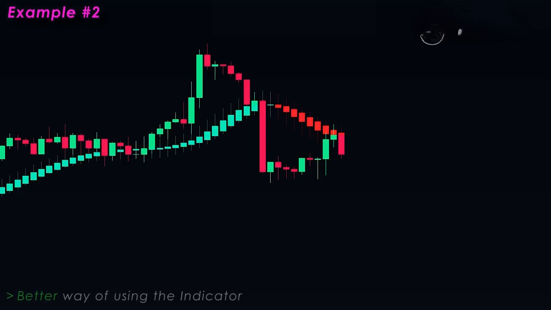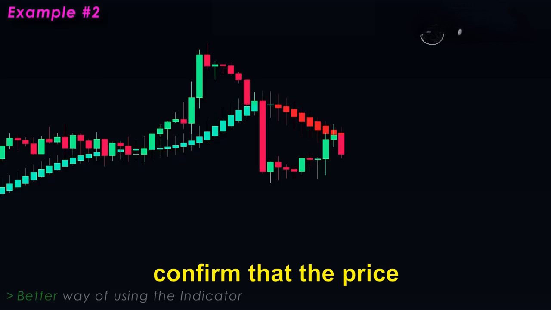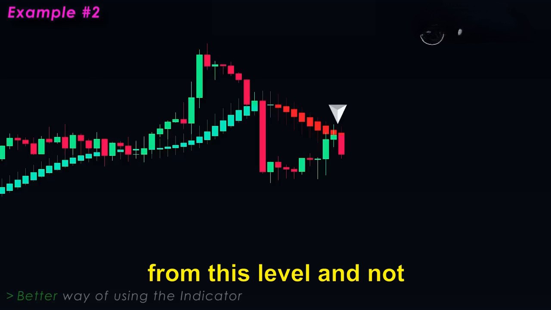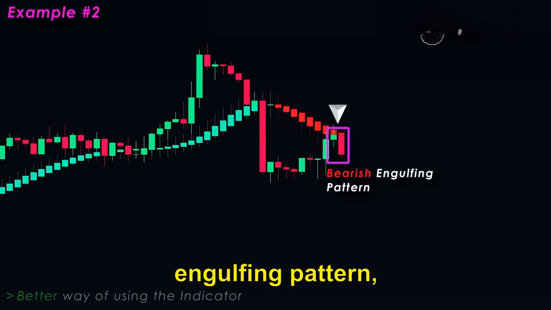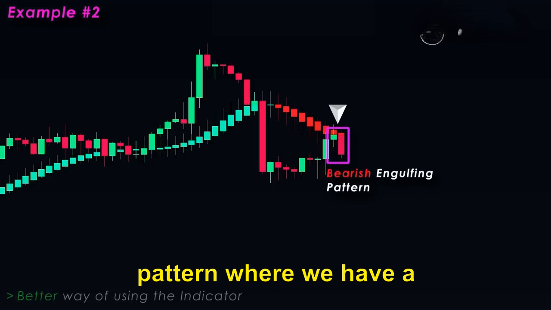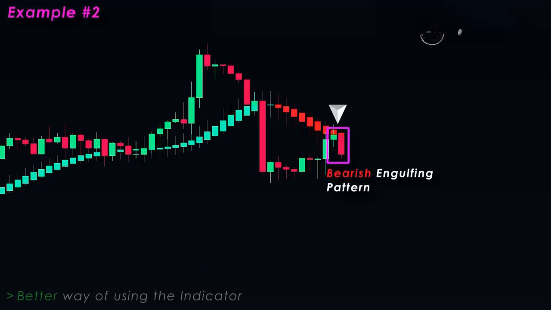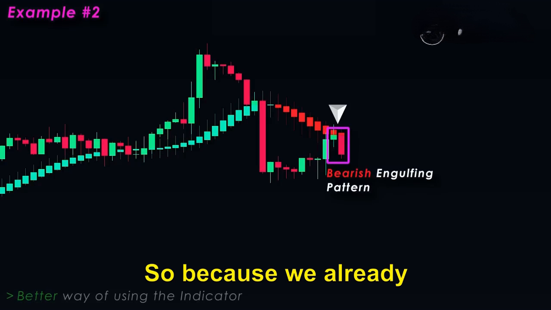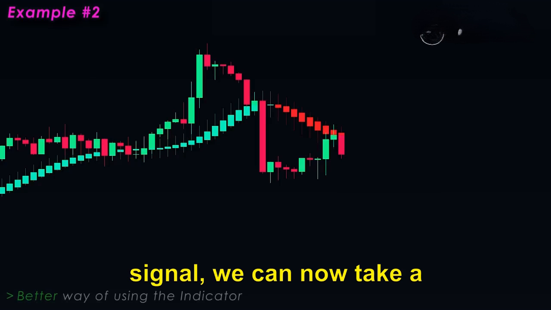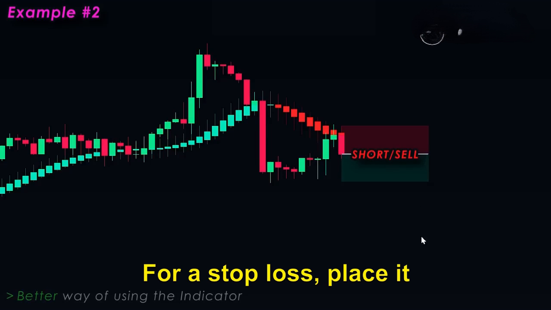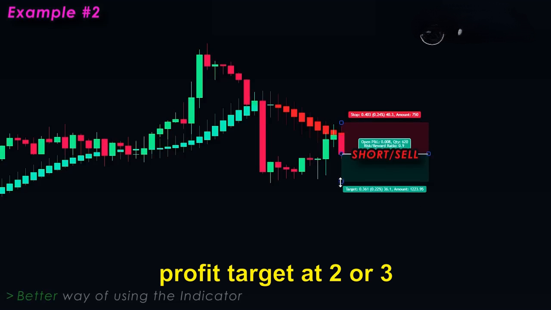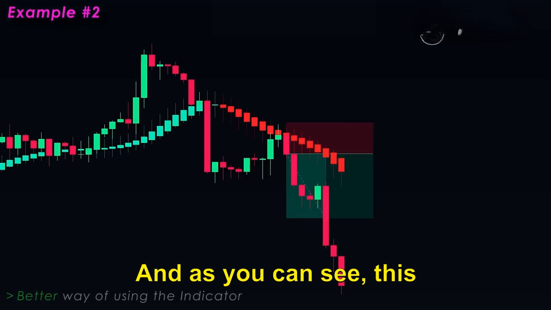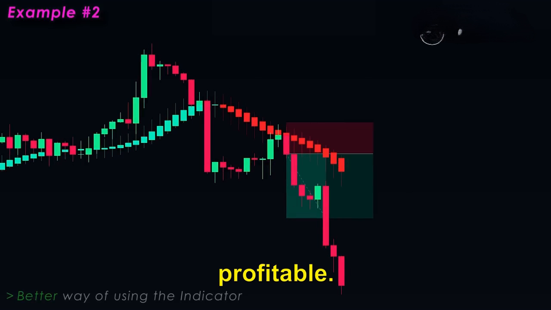Next, we have to further analyze the price action to confirm that the price will actually reverse from this level and not continue upwards. And right here, we spotted a bearish engulfing pattern, which is a candlestick pattern where we have a candle's body completely engulfing the previous candle, signaling downwards pressure. So, because we already have a confirmation signal, we can now take a short position here. For a stop loss, place it above the previous candle's wick and set a profit target at 2 or 3 times the risk. And as you can see, this trade ended up being profitable.